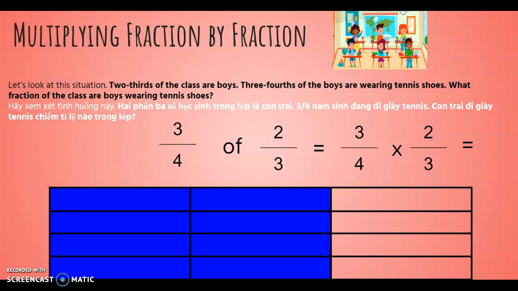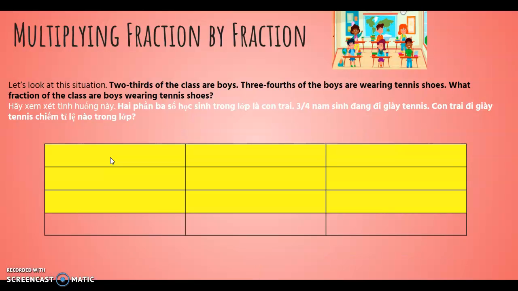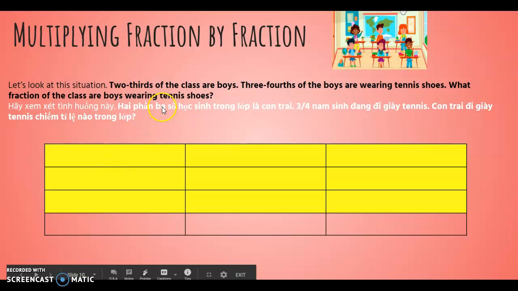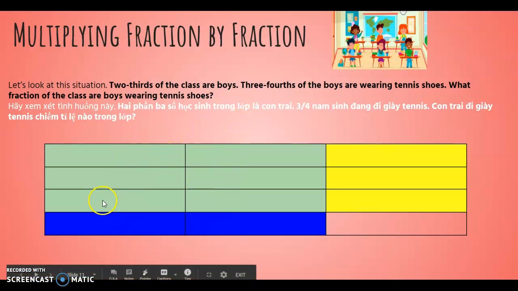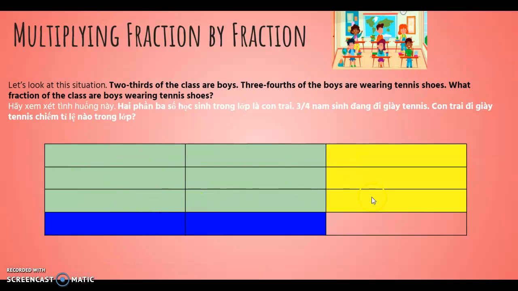So let's find out how many boys are wearing sneakers. Okay, so first we want to create our model, and our model showing 2/3. So we have 2/3, right? But it's 3/4 of those 2/3. So I shaded in the 2/3, which were the blue, and then I shaded in the 3/4, which is this yellow. Okay, now if I put it all on one model, here is my 2/3, which was the blue, and then my 3/4, which was the yellow.